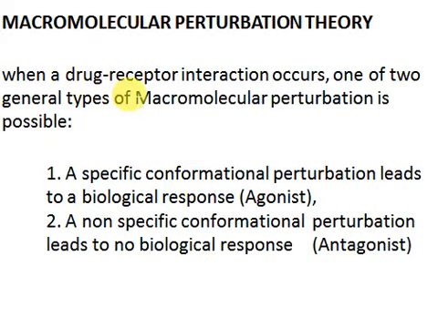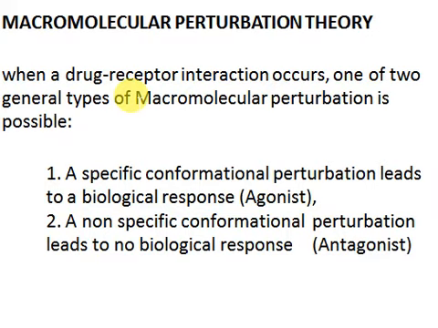The next theory is macromolecular perturbation theory. According to this theory, when a drug-receptor interaction occurs, meaning when a drug is approaching a receptor, there is some change in the conformation. So macromolecular perturbation means a change in the conformation of the macromolecule. In the previous theory, we said that the ligand is able to change the conformation of the receptor, and the receptor also causes some change in the ligand.